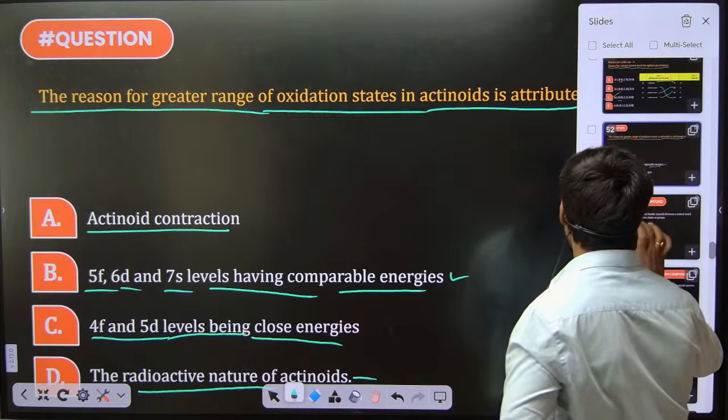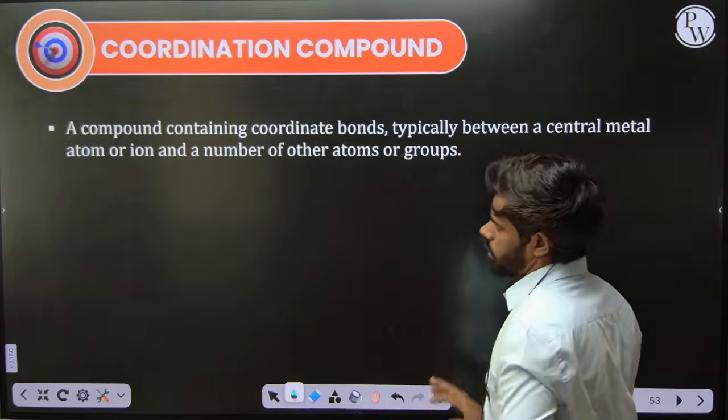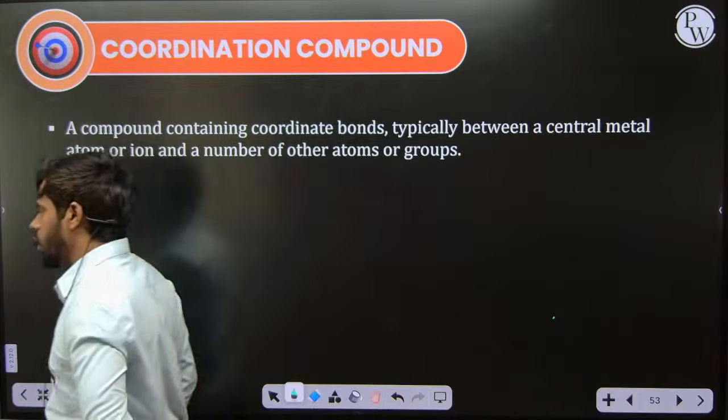Next we can start coordination compounds. So what are coordination compounds?